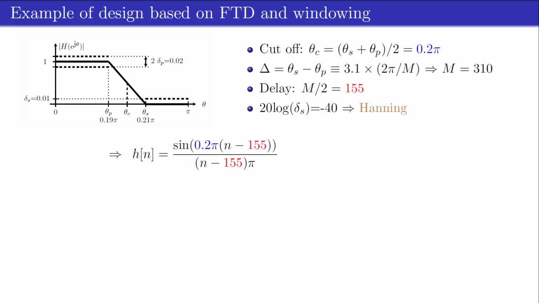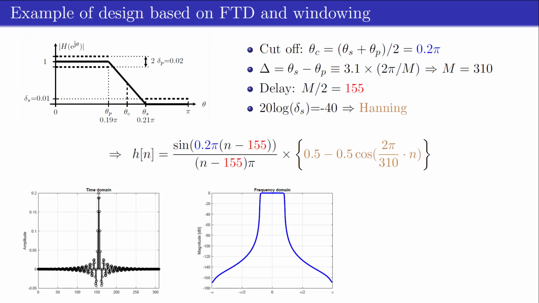Furthermore, for a stopband attenuation of 20 log 0.01, which is equal to -40 dB, we use a Hanning window, which can be used to window the impulse response weights. Although we could also have used a Hamming or a Blackman window, these windows would over-design the filter and produce larger stopband attenuation at the expense of an increase in the transition width.